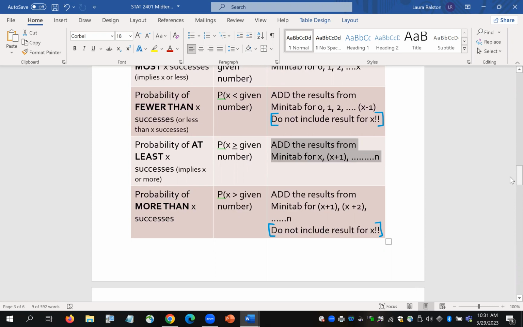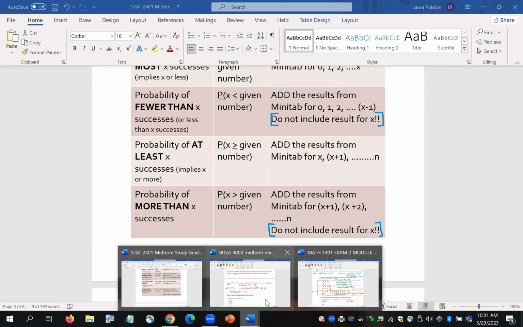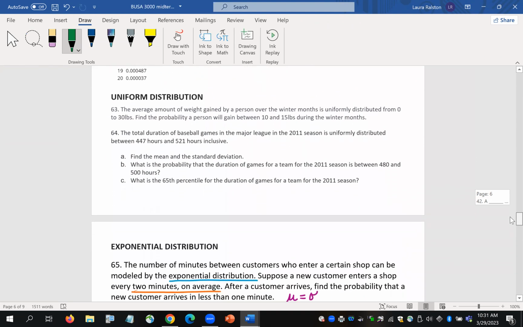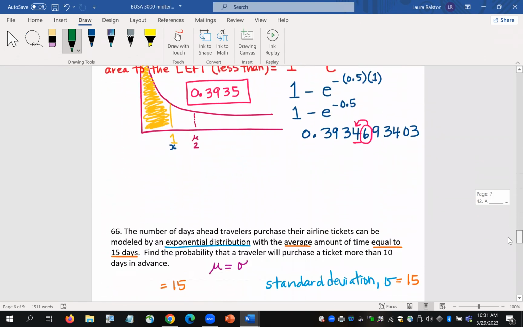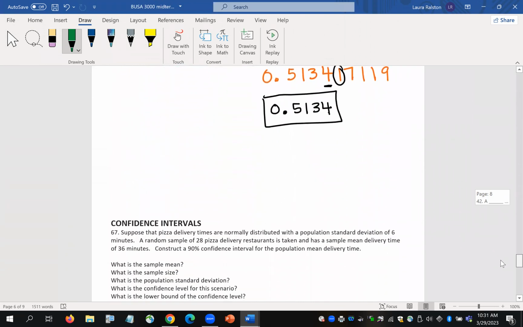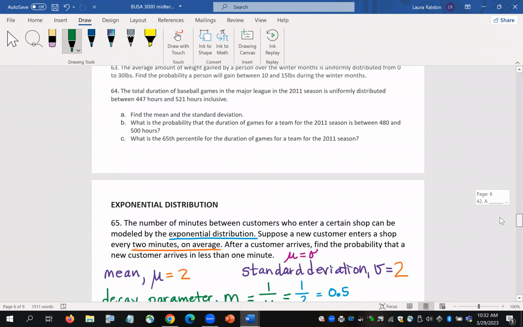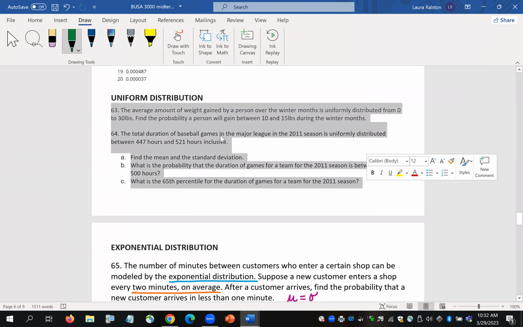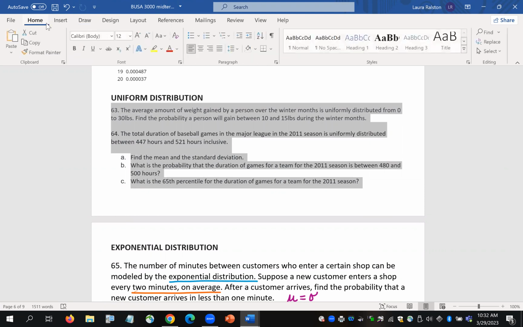Yes. Okay. Thank you. You're welcome. Other questions about the review sheet, about the test itself? Can we go over uniform distribution again? Go over uniform. Okay. Yeah. I'll make these bigger so we can see them.